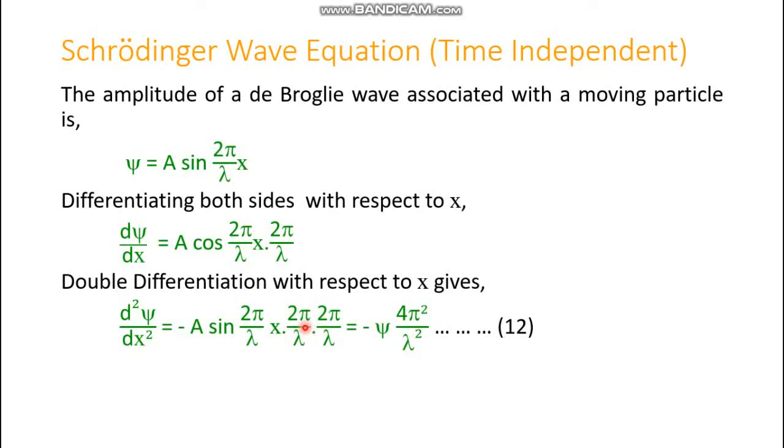So this value is 2π/λ into 2π/λ times a sin(2π by λ into x). So this is a sin(2π by λ into x), and this value is nothing but ψ. So in place of that we can write ψ. So minus ψ, then 2 into 2 is 4, π into π is π², λ into λ is λ². So we have written minus ψ into 4π² divided by λ². This way we get equation number 12. And we have this equation number 12 rewritten here: d²ψ/dx² equals minus 4π²/λ² into ψ. That means we have just interchanged the position, that means rearranged this equation.